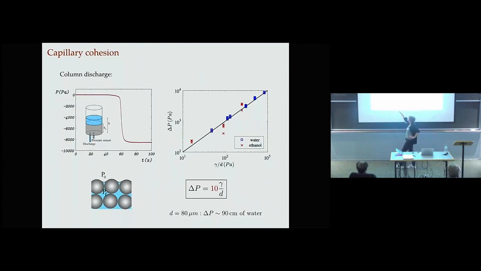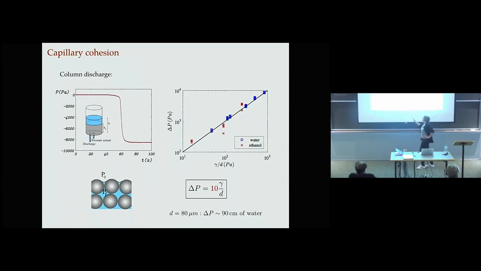What you see is that the pressure decreases slowly when the water level decreases. And when you reach the top of the bed, you see a drop of the pressure. This drop of the pressure corresponds to the buildup of the menisci. Due to the Laplace pressure, the pressure inside the fluid decreases. And then when you reach the maximum curvature you can sustain, the air enters the system.